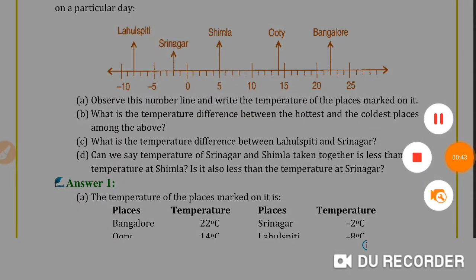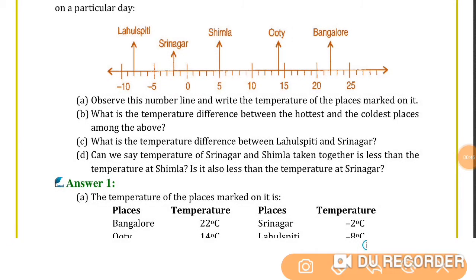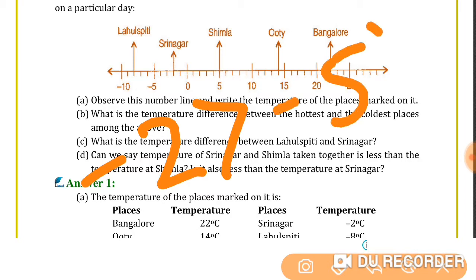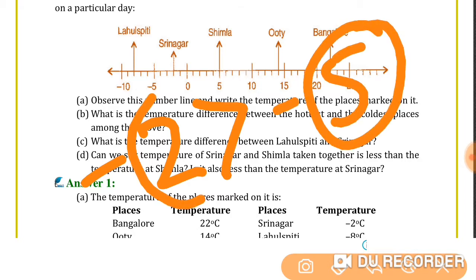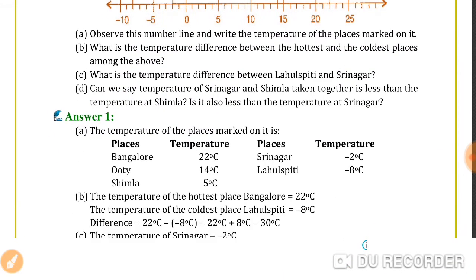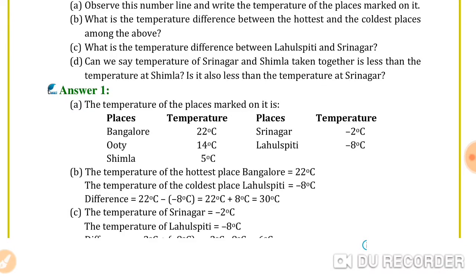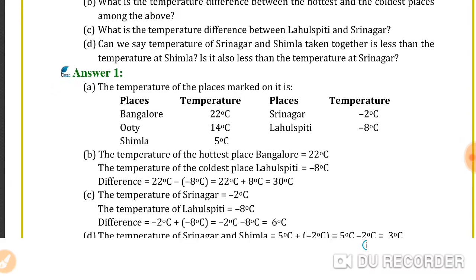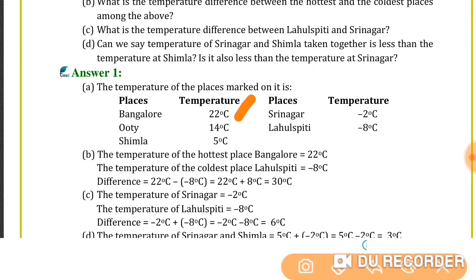I'll give you an example. Minus 2 is greater than minus 5. Even though 5 is bigger than 2, minus 5 is negative, so it is a very small number. Is that clear? So here we have to search which is the hottest and which is the coldest. Bangalore is the hottest. Lahul Spiti is the coldest place.